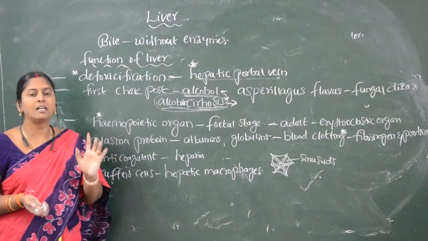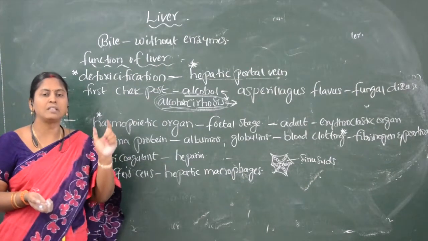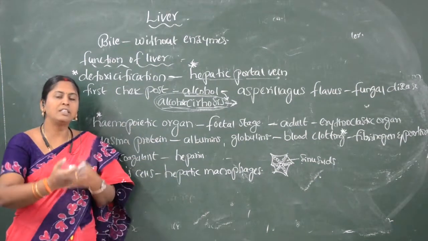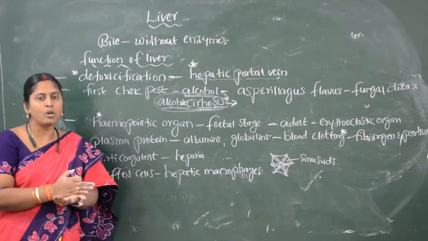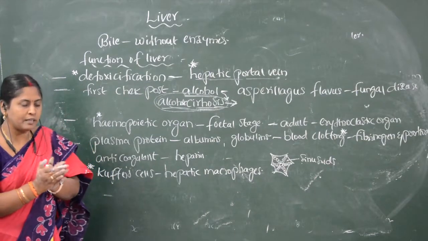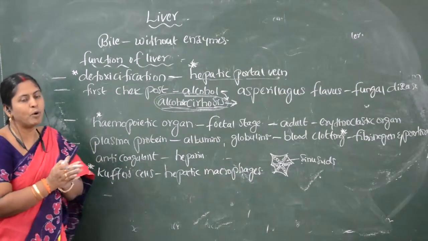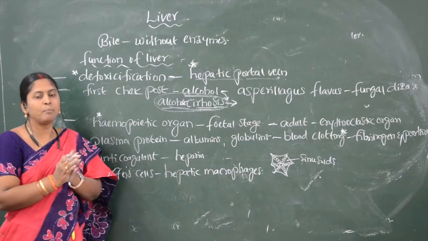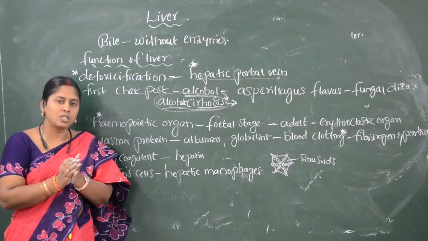Another one is that the liver plays an important role as a thermoregulatory organ. Whenever the temperature is less or more, the liver acts as a thermoregulatory organ by regulating the body temperature to a minimum extent. And it plays an important role in detoxification.